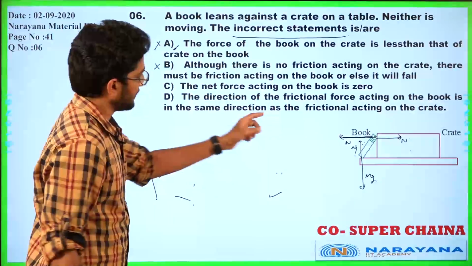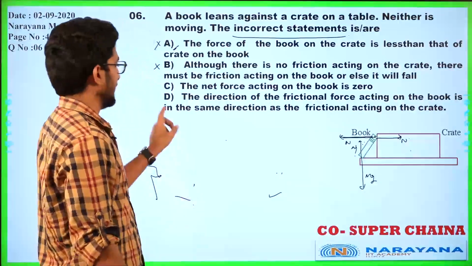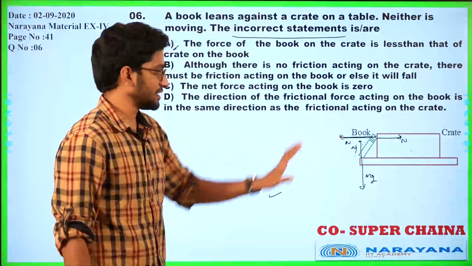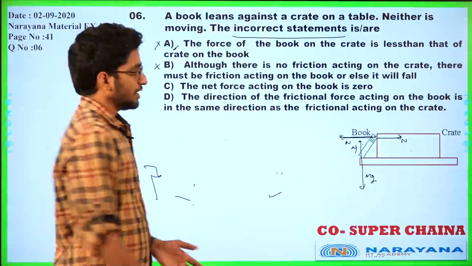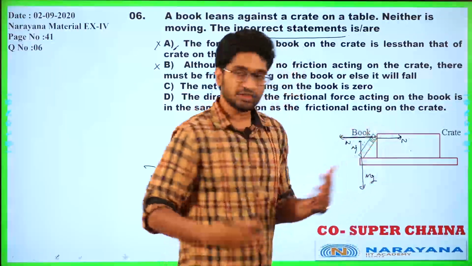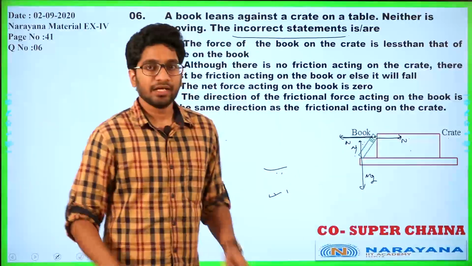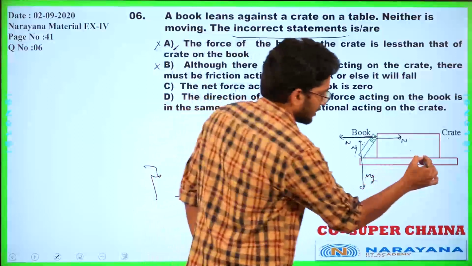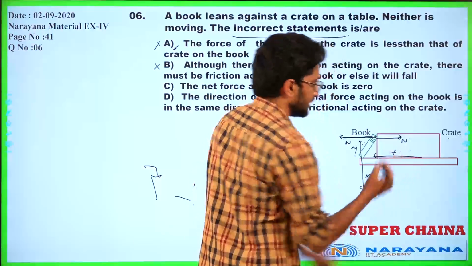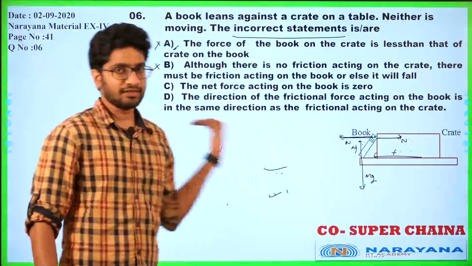Next, the direction of the friction force acting on the book is the same as the direction of the friction acting on the crate. So why is the crate trying to move? It's trying to move because of the normal acting on it, right? Normal is acting towards right. So there should be some force trying to stop it. So the friction on the crate should act in the negative direction, or towards left.